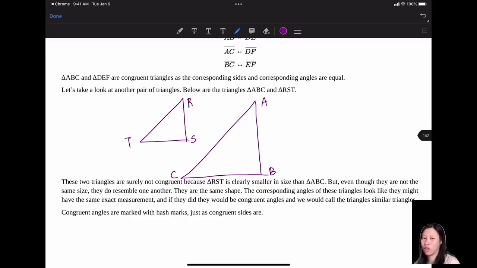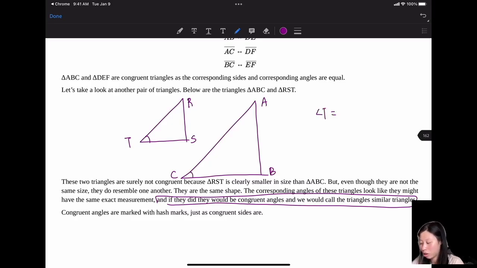So now here's the definition of a similar triangle. If they have congruent angles, we will call this a similar triangle. That means if angle T equals angle C, angle X equals angle B, and angle R equals angle A, then I can say, hey, this is a similar triangle.